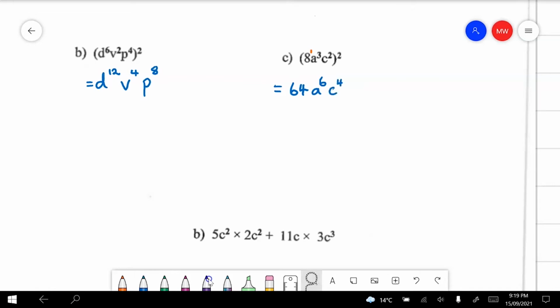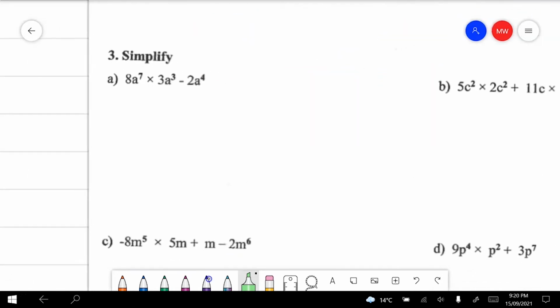And I might actually just put an extra line of working in here just so that it's completely clear. So I'll move this one down. My first line could be 8 to the 2, a to the 6, c to the 4. And then what I've done to get that 64 is I've done the 8 squared.